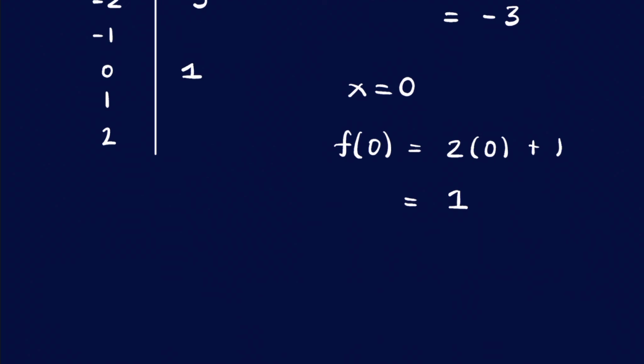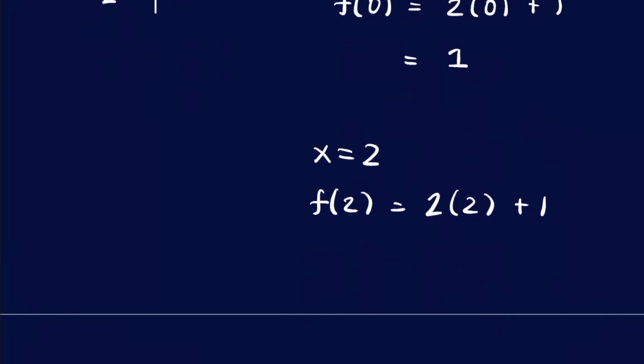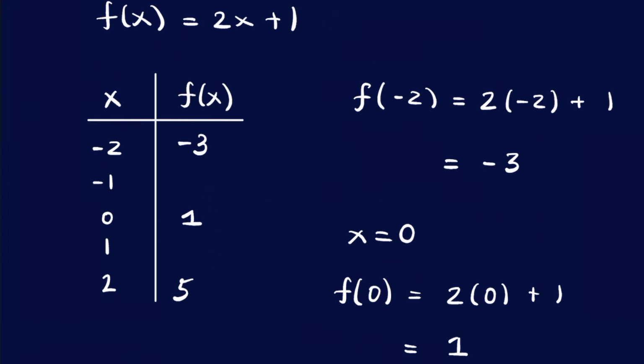So let's try one more. What if we wanted to know the value of the function when x equals 2? All we have to do is plug in 2 into the function. So we know that f of 2 equals 2 times 2 plus 1, which equals 5. Now we can quickly do this for the rest of the missing values. And there we have it.